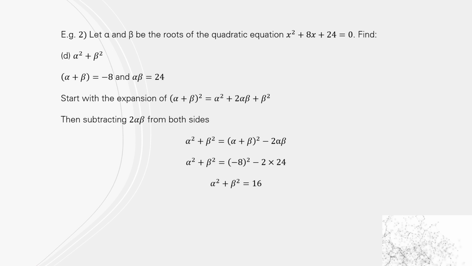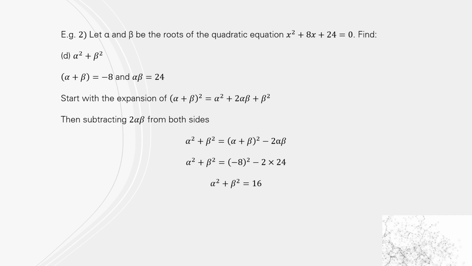And for the fourth example, alpha squared plus beta squared. So let's look at alpha plus beta squared, because we know that's where alpha squared plus beta squared appears. If we do the expansion of alpha plus beta all squared, you get alpha squared plus 2 alpha beta plus beta squared. Now on the right hand side, if I want to leave alpha squared plus beta squared by itself, I'd minus 2 alpha beta from both sides. So therefore alpha squared plus beta squared is alpha plus beta all squared minus 2 alpha beta.